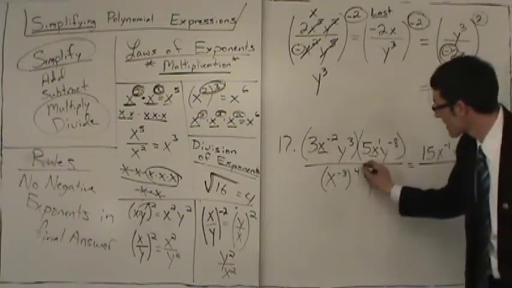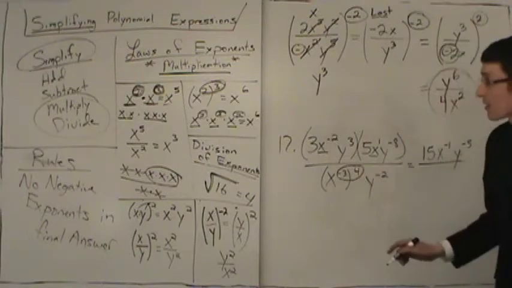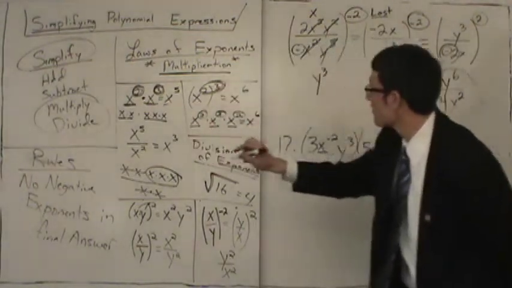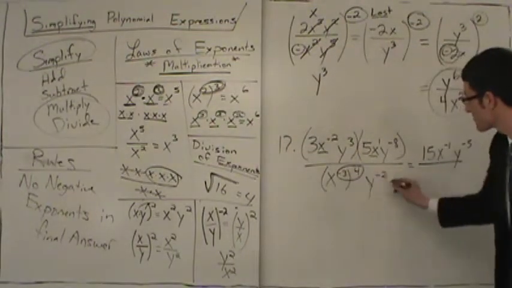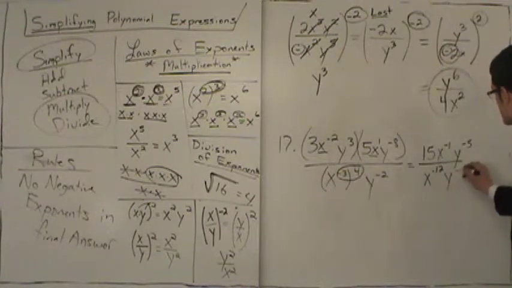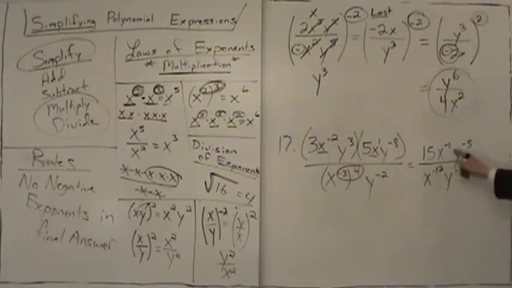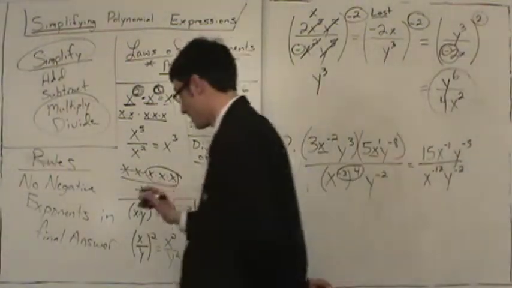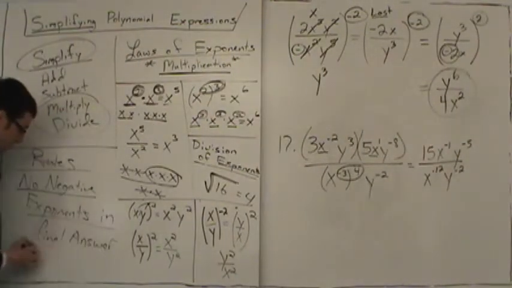And now, what are we doing with the exponents here when we have power of power? We are multiplying. So we're going to do negative 3 times 4 and get x to the negative 12. And y to the what? Y to the negative 2. Now, since we have negative exponents, remember, no negative exponents in the final answer.